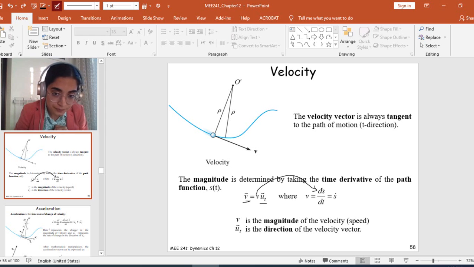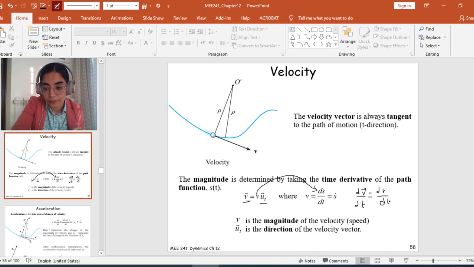Can I say, guys, that dv over dt is only equal to dv over dt ut, or in other words, d squared s over dt squared ut? No, because in fact, guys, ut is not constant with respect to time. So there is another term here, which is v dut over dt. All right?